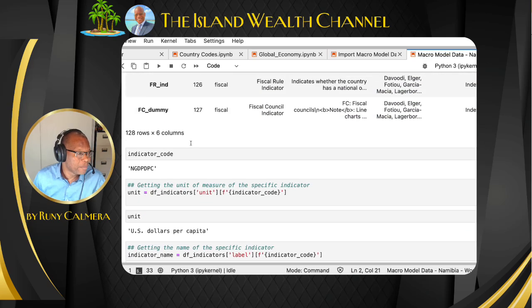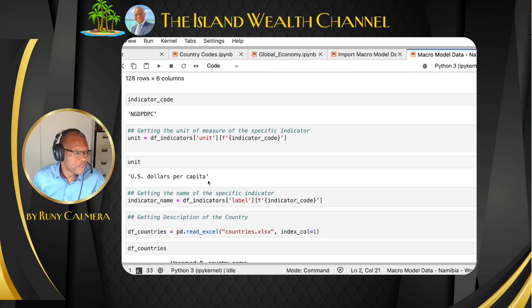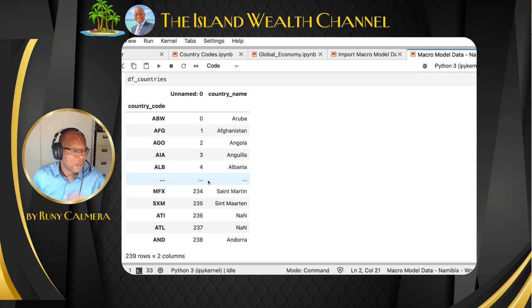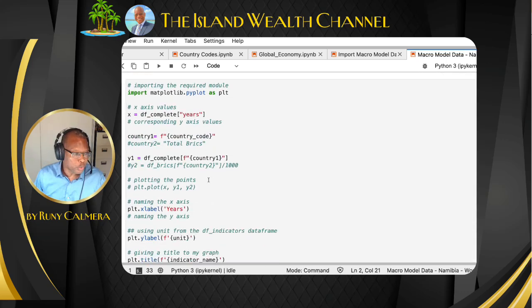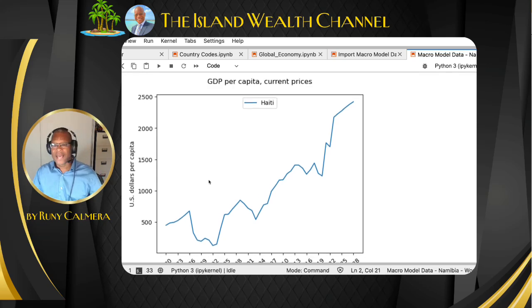And now here I am going to select one indicator. US dollars per capita is the unit. And then I'm going to get to the country soon. Here I'm running the graph. That's it. So we are in the Caribbean right now, and you see the graph, GDP per capita at current prices, and this is per capita in US dollars.